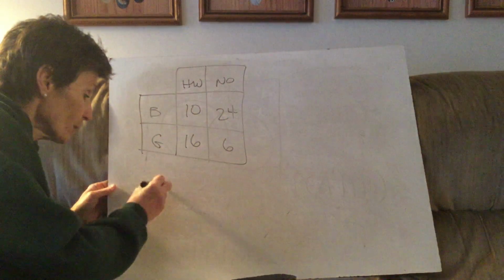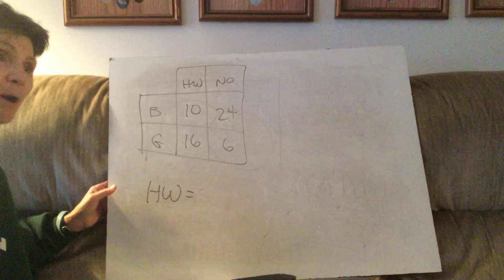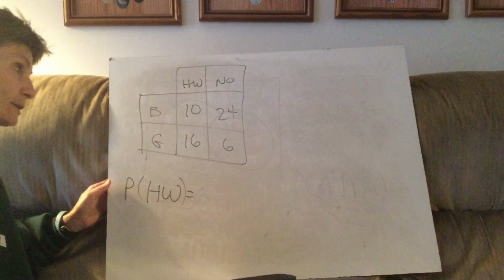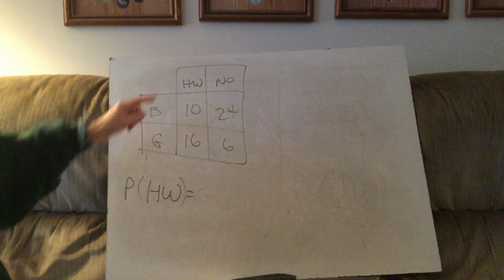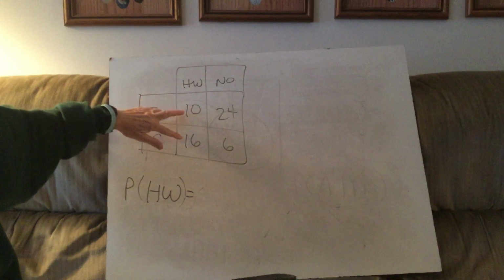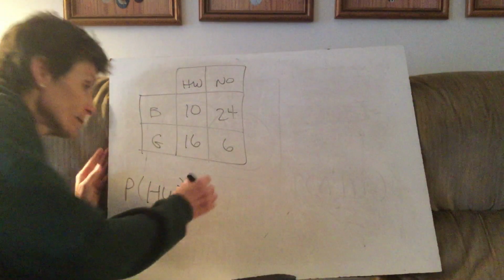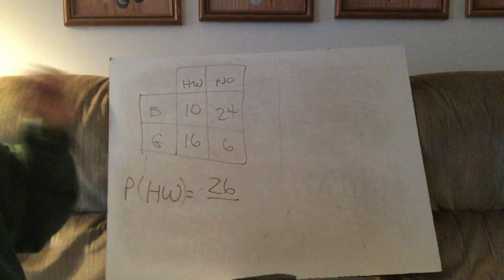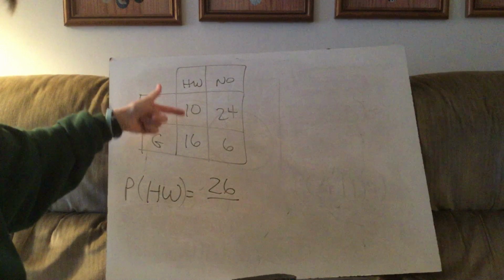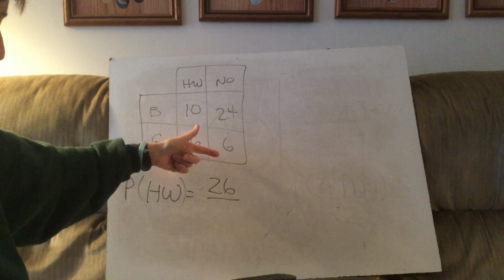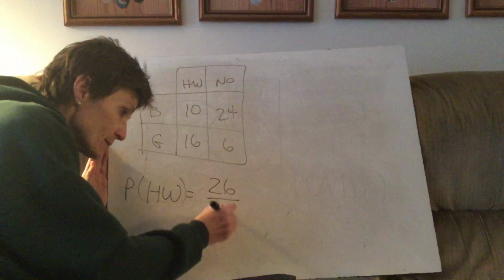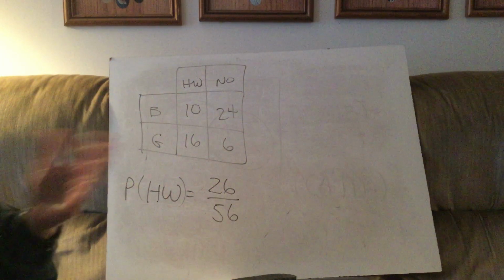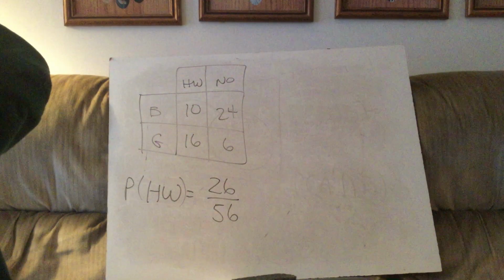Well, the first thing you're going to want to do is find the homework probability. The probability of doing homework is what? Well, if you look here in the chart, there are 26 kids who do their homework. And there are a total of how many students? Let's see, well, there's 26 here and 30 here. So 56 students altogether. I know that reduces, but don't worry about it. You can if you want. It doesn't matter. It's not the answer to the question.